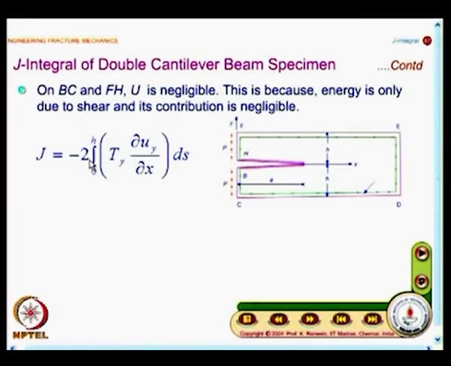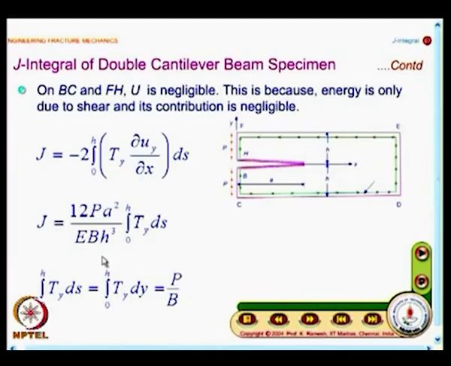When you adapt it for this problem, it will be Pa²/2EI, and that 2 and this 2 will cancel, and you have to write the moment of inertia. You have the thickness as B, and you will have this as BH³/12 as the inertia term. So, when you substitute all this, it simplifies to this form. I have skipped those steps and written the final expression. You have this as 12Pa² divided by EBH³, and you have the integral 0 to h Ty ds.